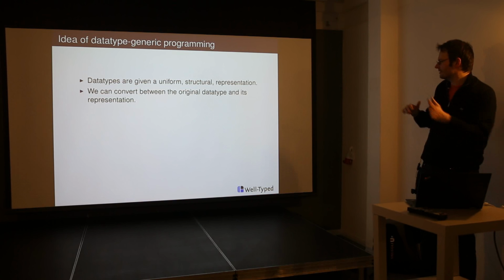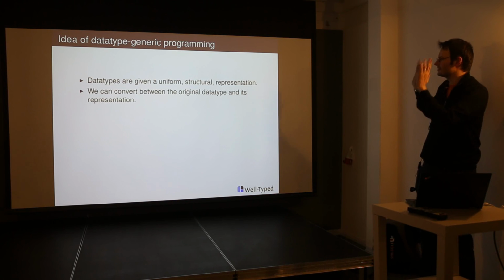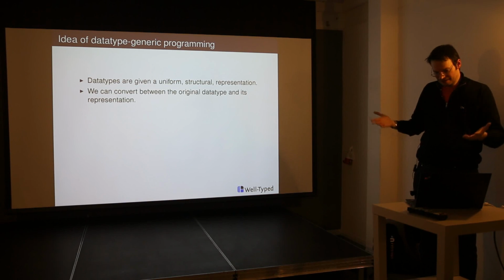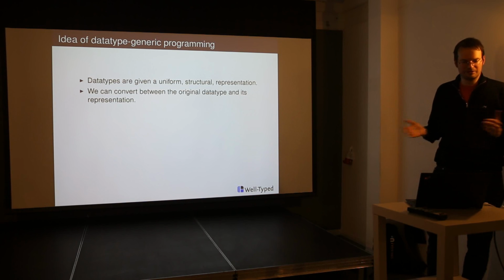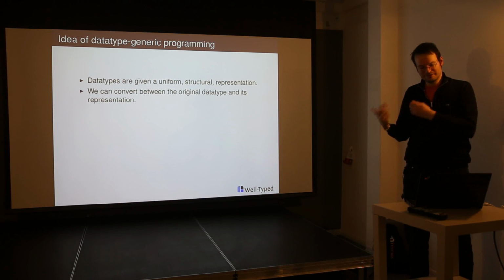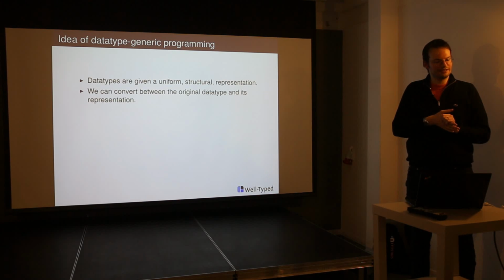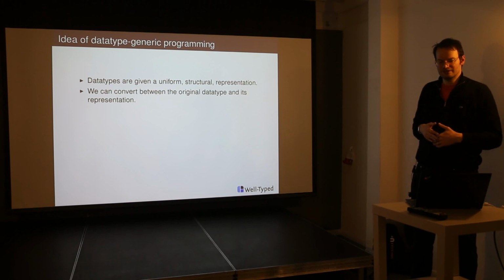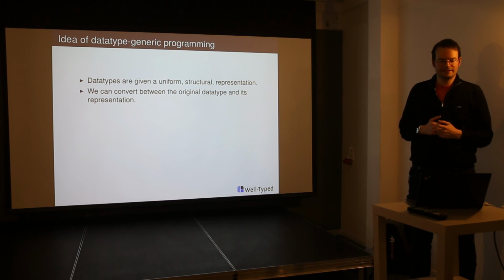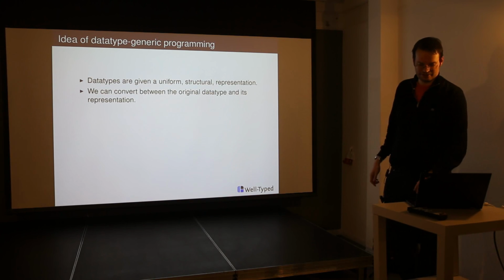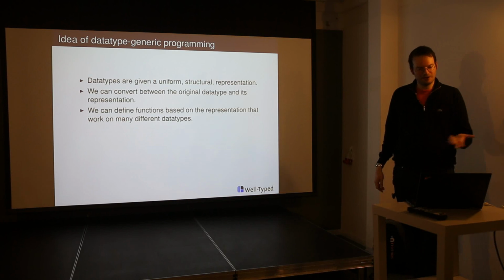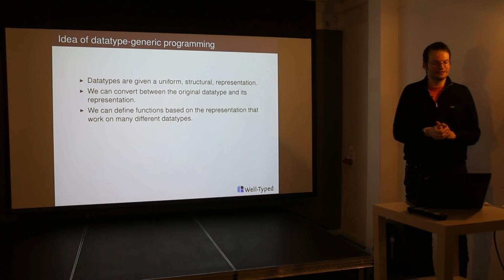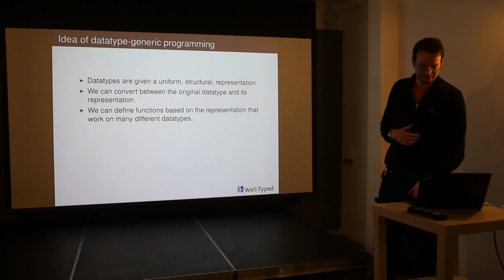So in general, the idea of data type generic programming is that we are forgetting about the names. We're giving data types a uniform structural representation, and that structural representation is different from the original data type because it collapses things that may have different names into the same structure. But we can convert between the original data type and its structural representation back and forth. And then we can define functions based on the structural representation that thereby work on many different data types. That is the core idea of data type generic programming.